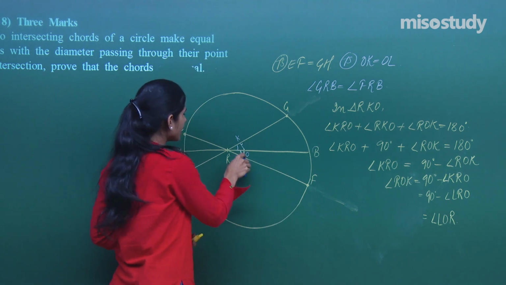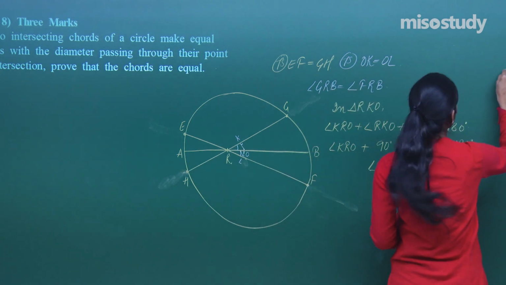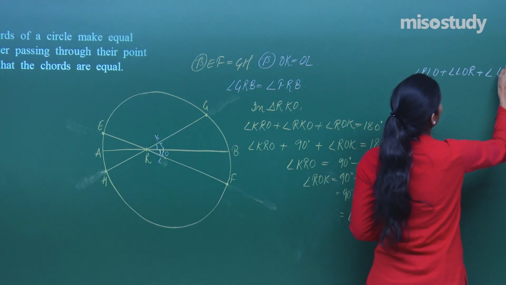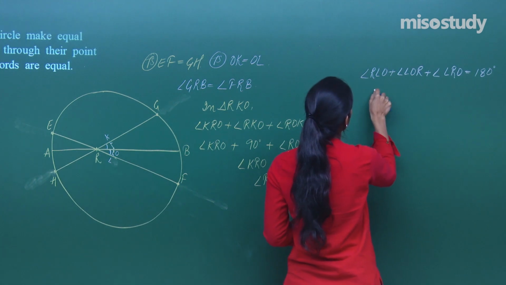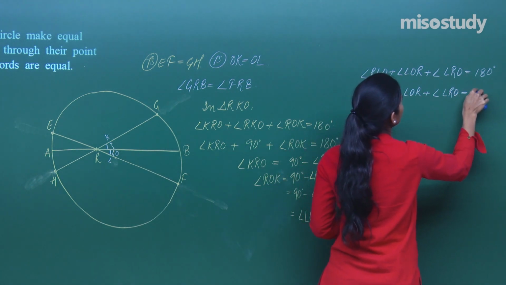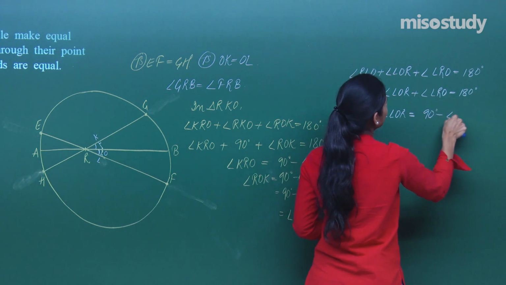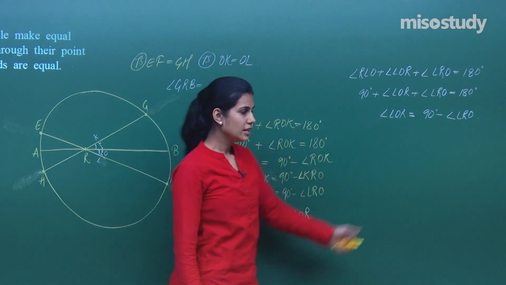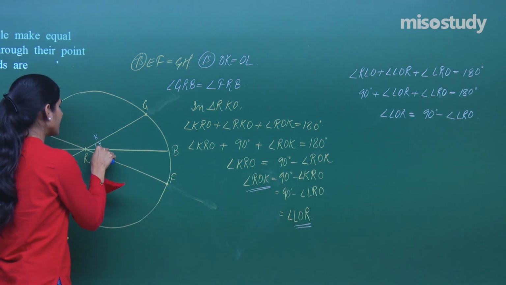By exact same argument, because LRO plus RLO plus LOR is 180. Let me do that with you. Angle RLO plus angle LOR plus angle LRO is 180. Already angle OLR or RLO is 90, plus angle LOR plus angle LRO is 180. So angle LOR is 180 minus 90, that is 90 minus angle LRO. Fine. So 90 minus LRO is angle LOR.